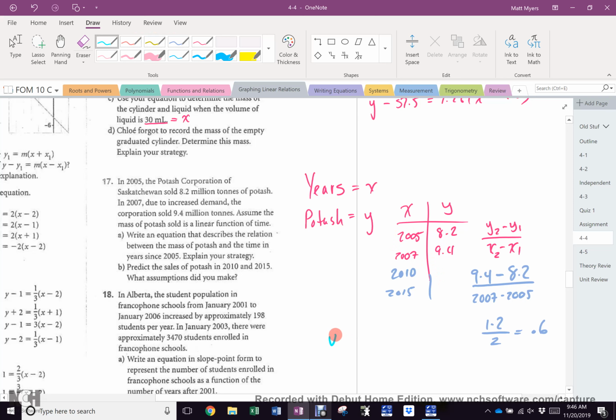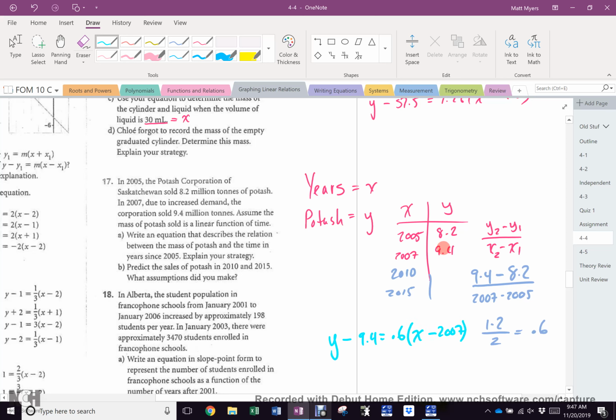So can I make a formula? What would it be? Y minus what? 9.4 equals 0.6 for my slope, x, minus what? 2007. Why is it 2007?